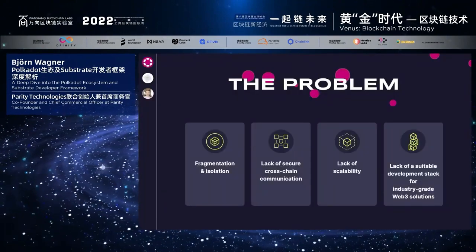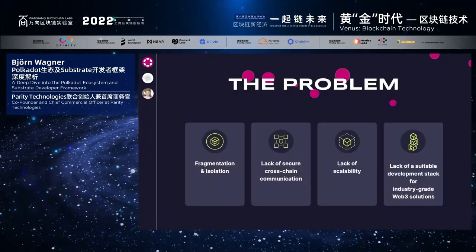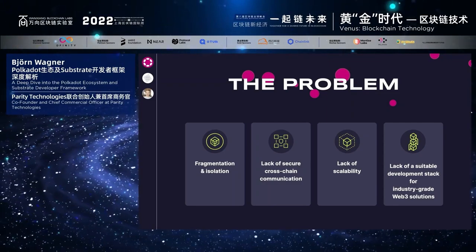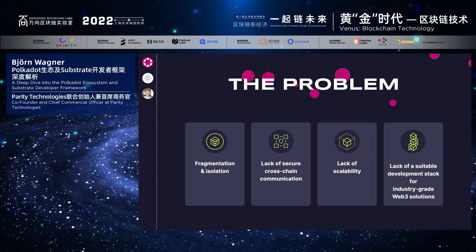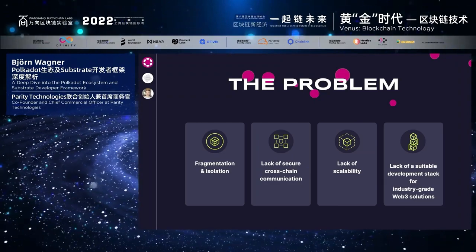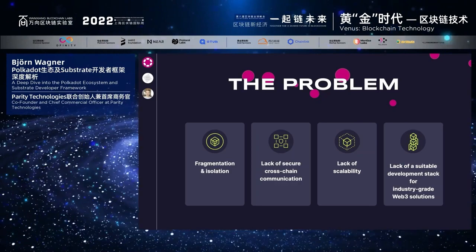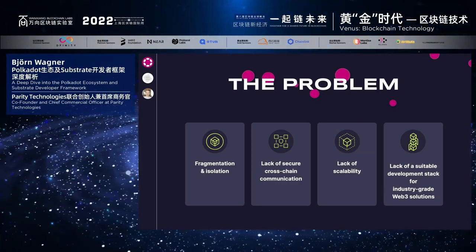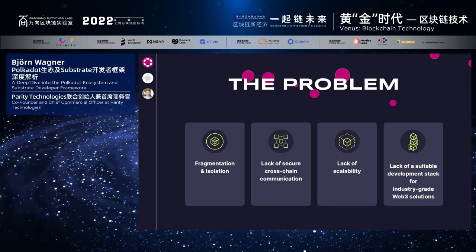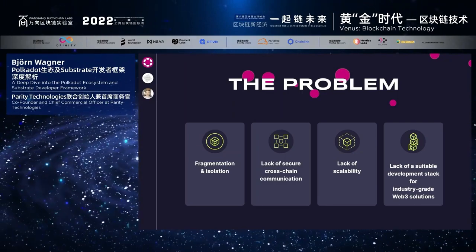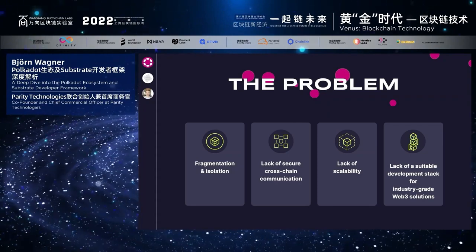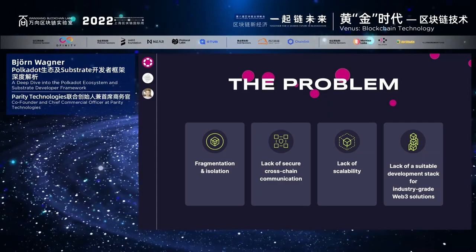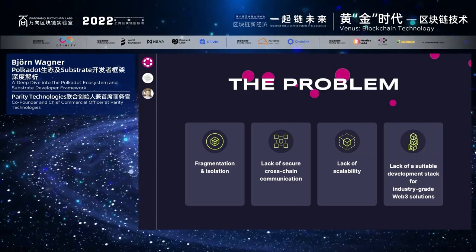Now, there are several issues the blockchain space has been struggling with. One of the main problems with today's blockchain networks is that they are fragmented and isolated. These networks are unable to communicate, fragmenting users, assets, functionality across competing networks. We also see significant scalability issues that make the technology impractical for widespread adoption. Beyond this, until now, we have yet to see a suitable development stack for industry-grade Web3 solutions.